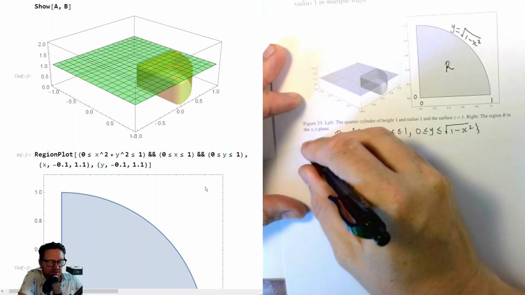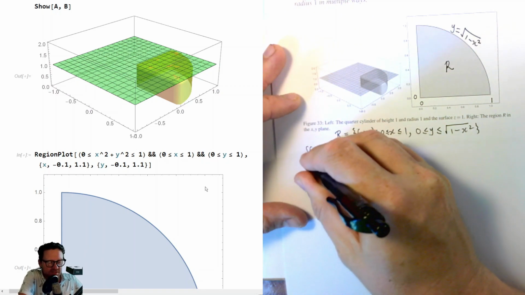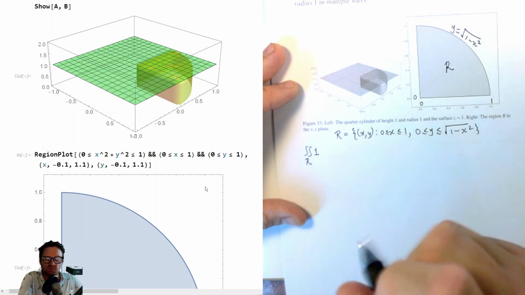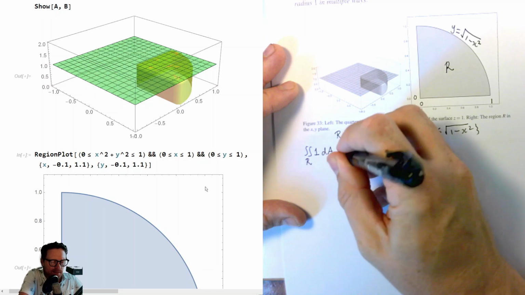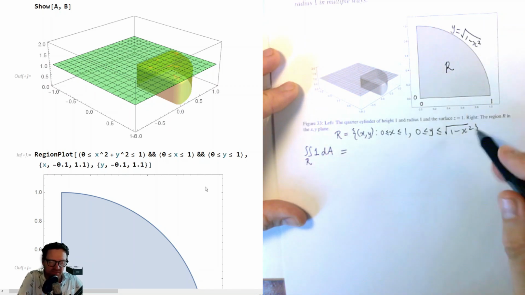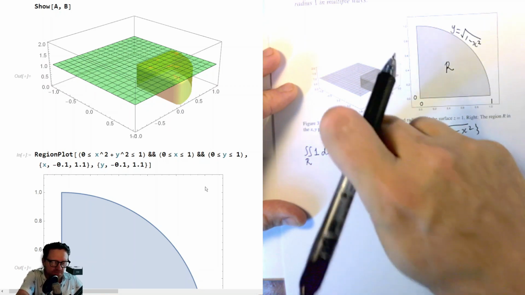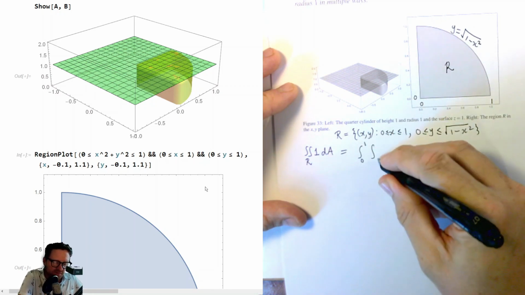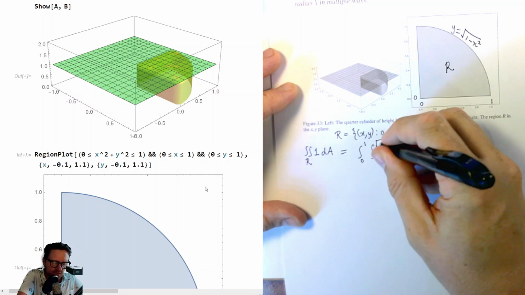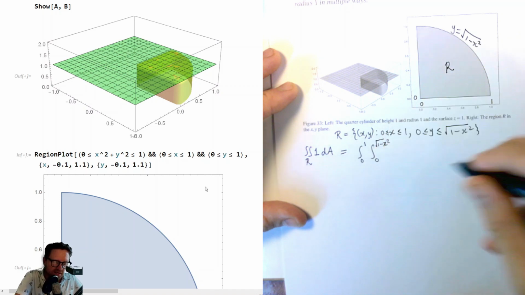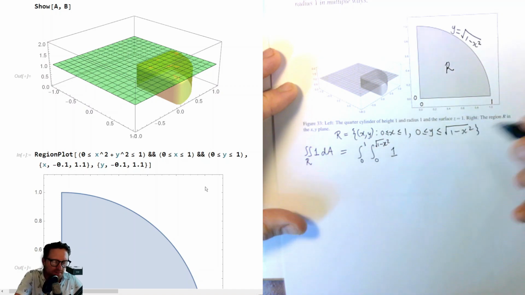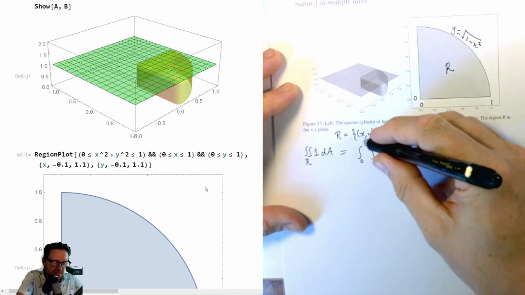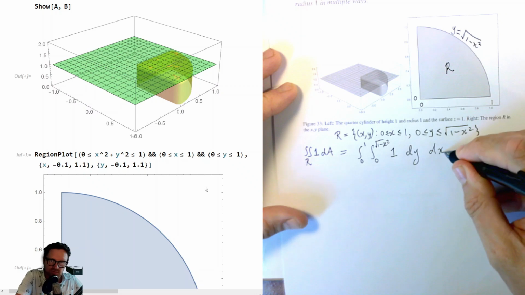Now we set up our integral. It's the integral over R of 1, so that's the z equals 1 dA. And so given this, remember we put the constant on the outside, and then we've got 0 to the square root of 1 minus x squared on the inside. We're integrating 1. Now this goes with y, so we put dy, and this goes with x, so we put dx.